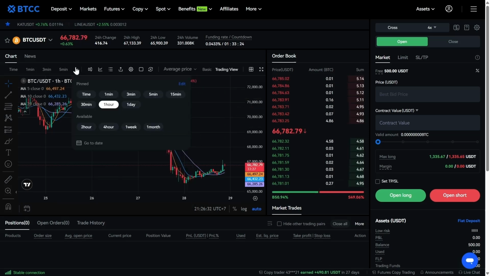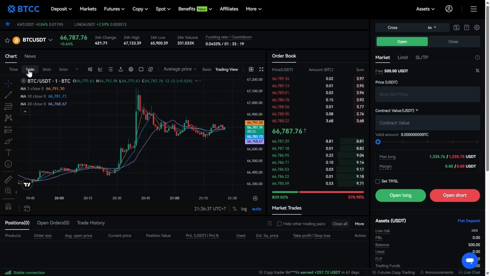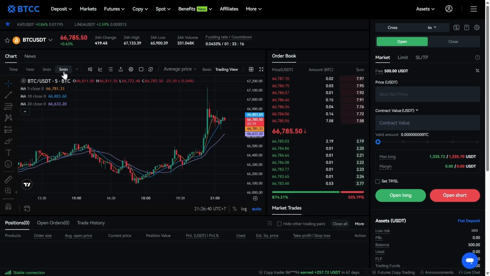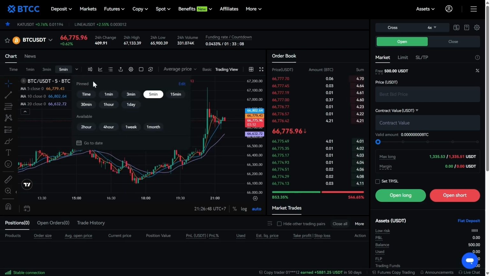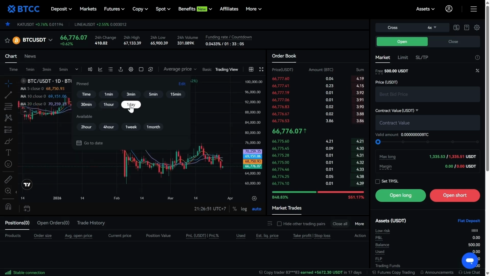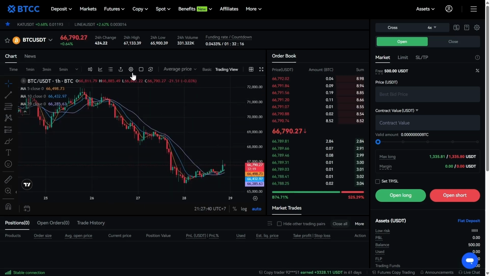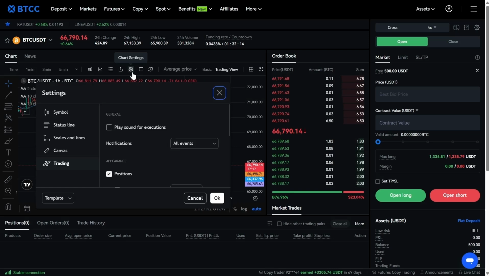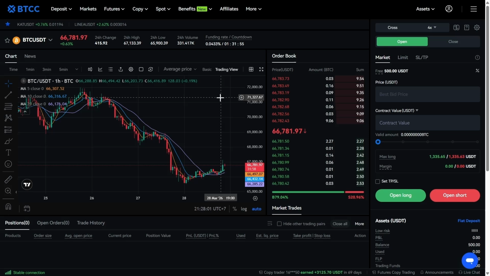Up here is the time frame selector. You can switch between lower time frames like 1 minute or 5 minute for entries, or higher time frames like the 1 hour or daily to understand the bigger trend. We are going to keep our chart on the hourly chart. And lastly, in chart settings, you can customize things like your candles, colors, and the layout of your chart. Just remember, you don't need to use everything. The best traders keep it simple and only use the tools that actually help their strategy.